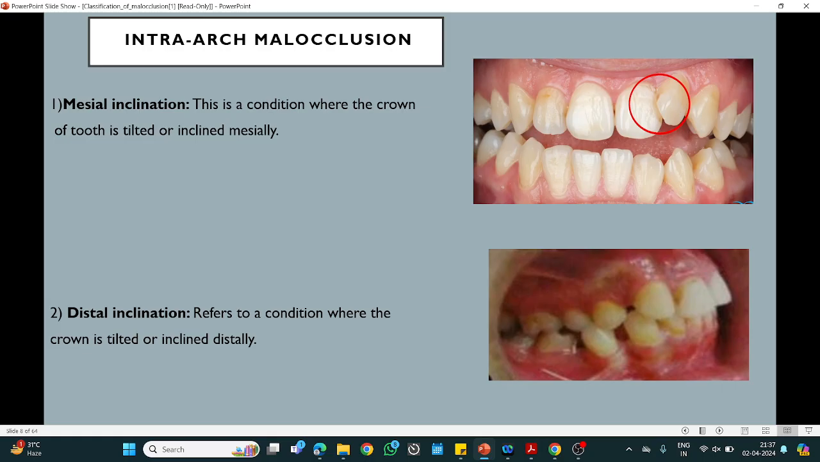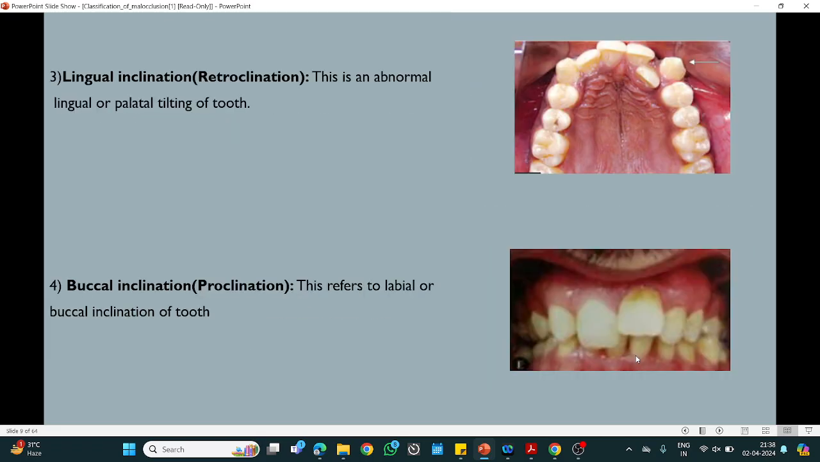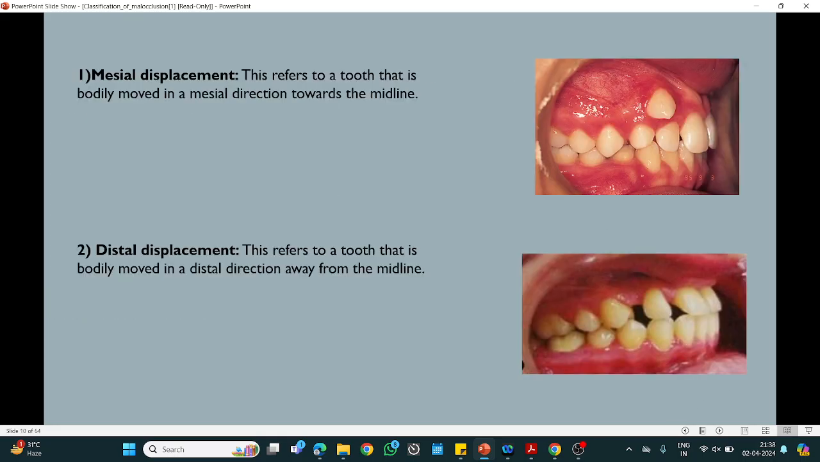So what is intra-arch malocclusion? It can be differentiated as mesial inclination, in which the tooth is inclined mesially. It can be distal inclination, in which the tooth is inclined distally. Lingual inclination, also known as retroclination, is an abnormal position or lingual or palatal tilting of the tooth, as we can see over here. Buccal inclination or proclination, as we can see over here, is labial tilting of the tooth.